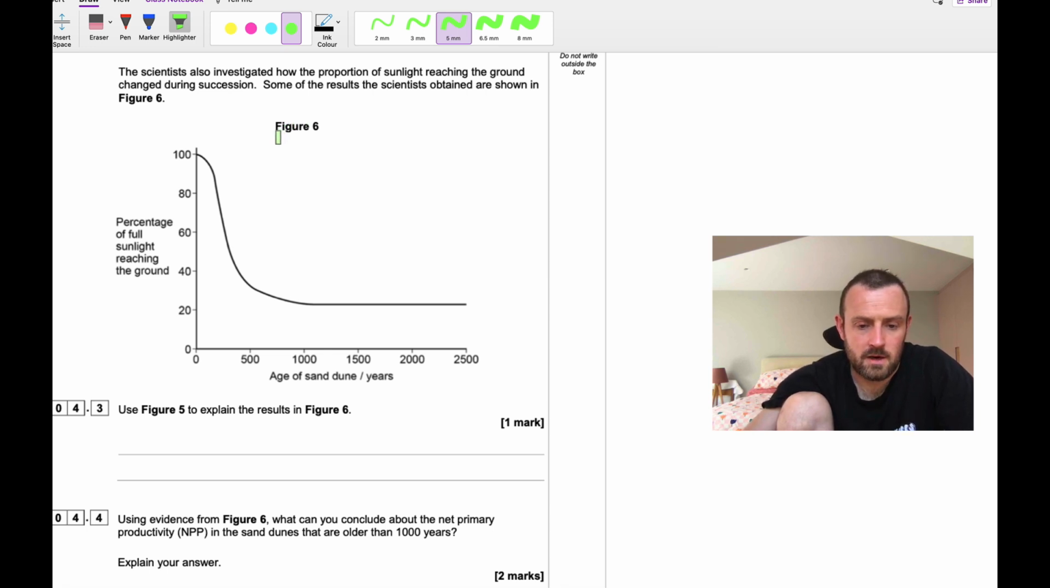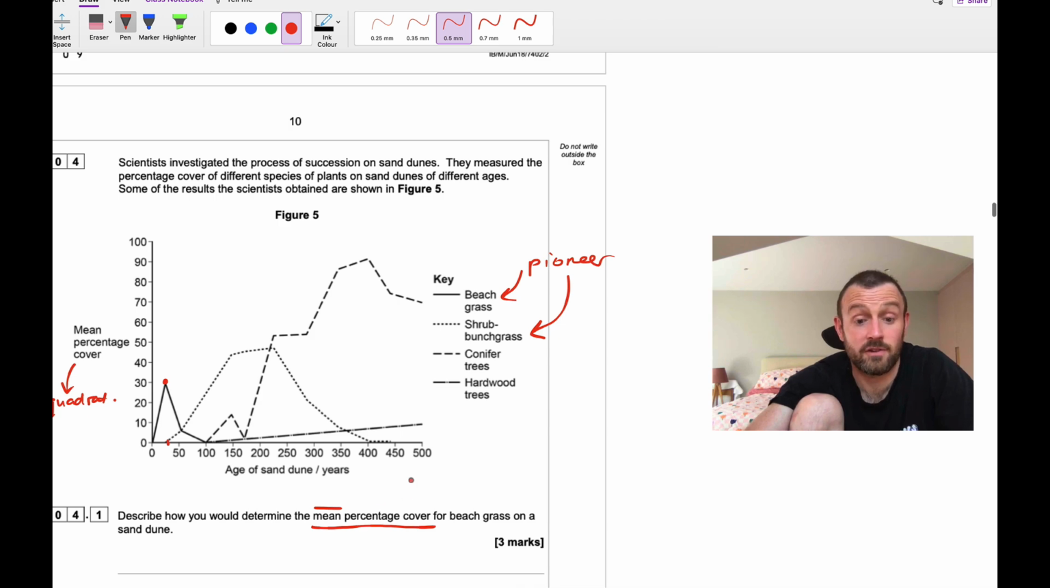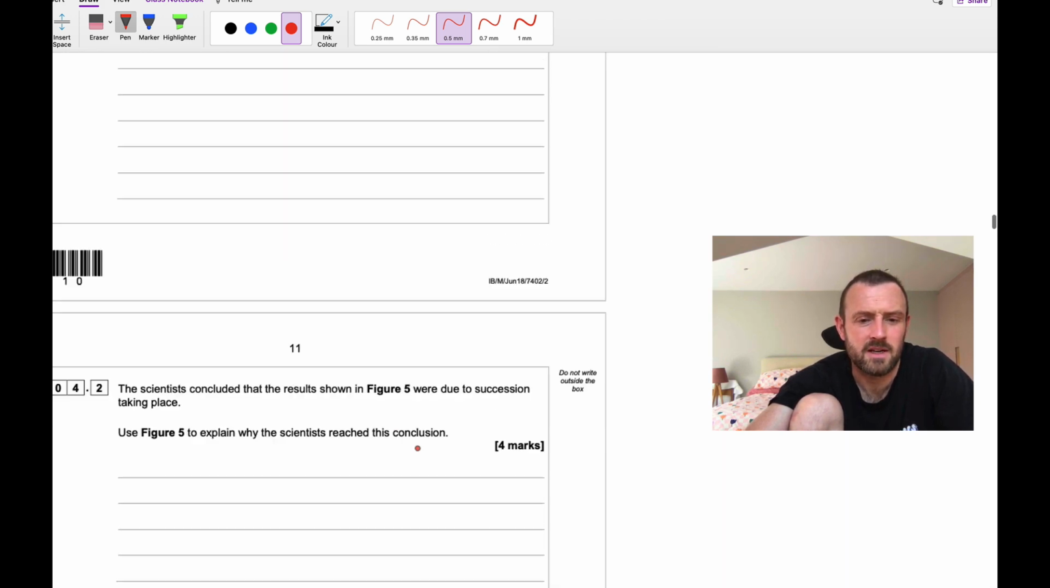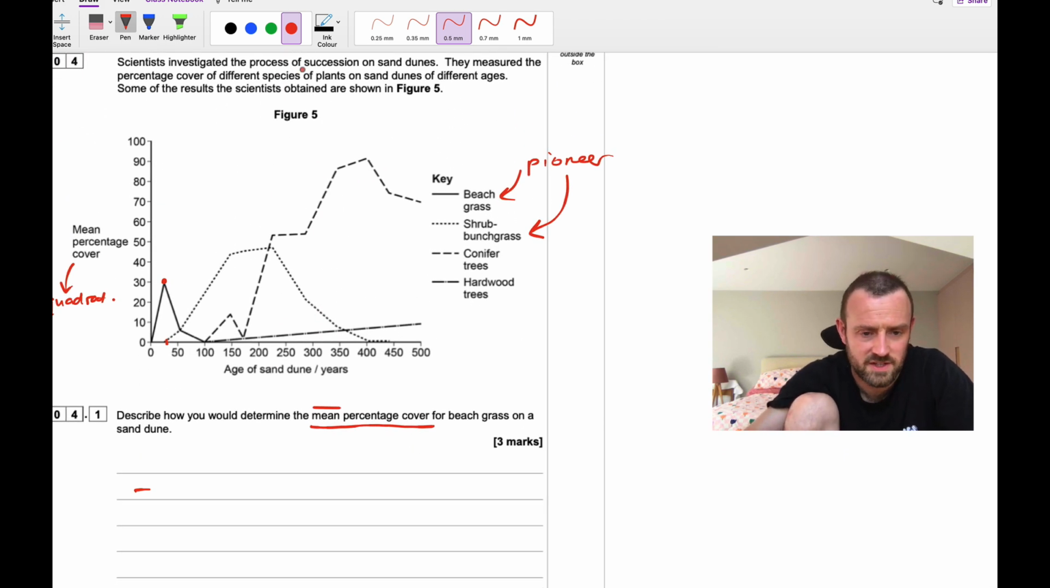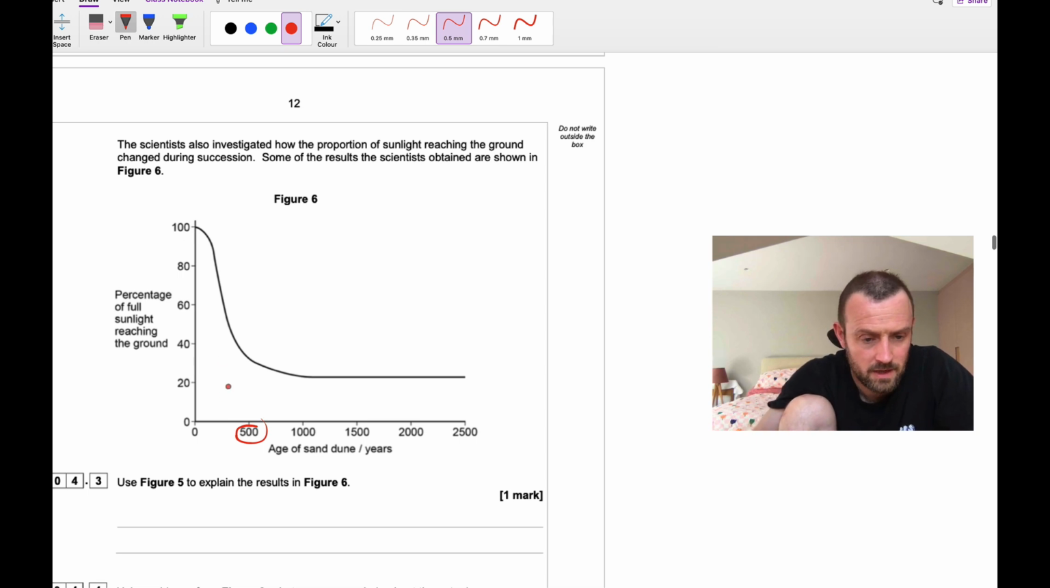Okay, now the first thing I notice here is obviously the sunlight goes down, but also I notice the scale is different here. Look at this. This is 500 years, and up here, it only goes to 500 years. So the scale is much bigger. All of this journey from 0 to 500 is going on here, and that's really where the change occurs.